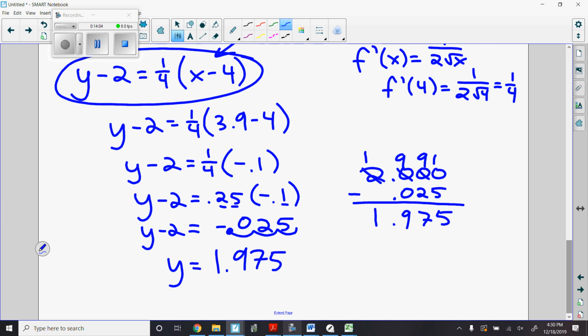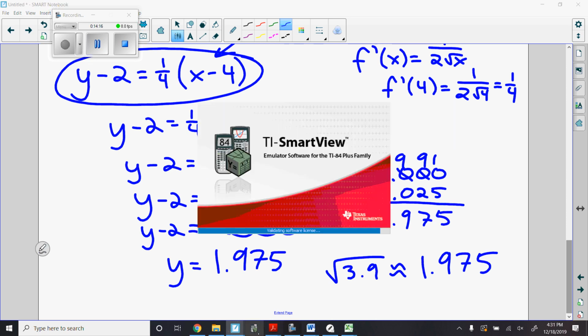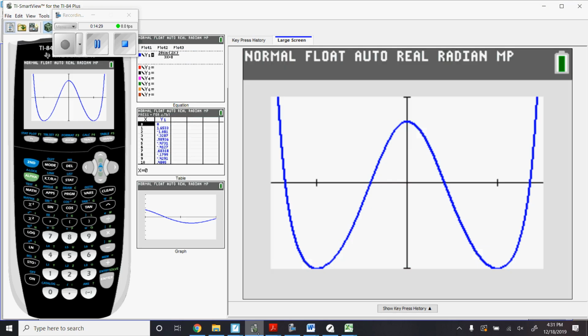So that's what that means. That means the square root of 3.9 is approximately 1.975. Again, we can check on our calculator here to see how accurate that is, right? Just give it a second to load here, and we'll check the value of the square root of 3.9 and see how close it is to 1.975.